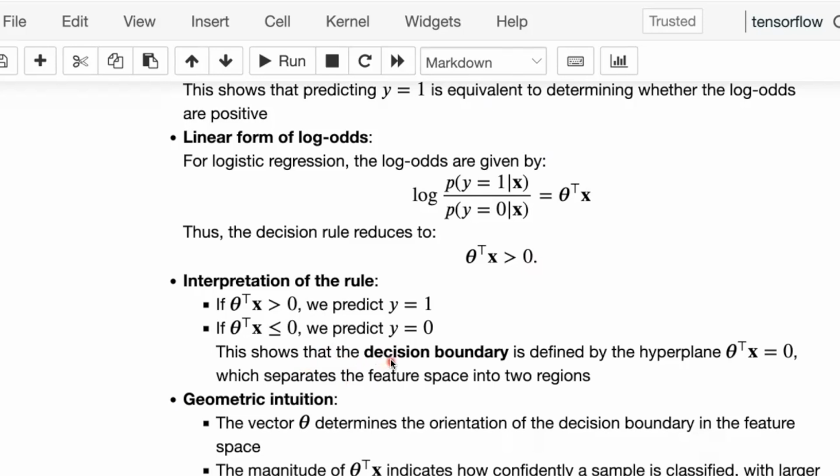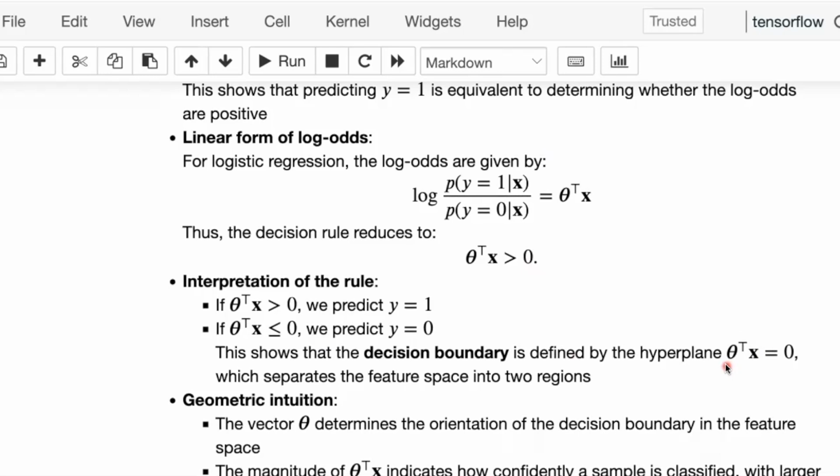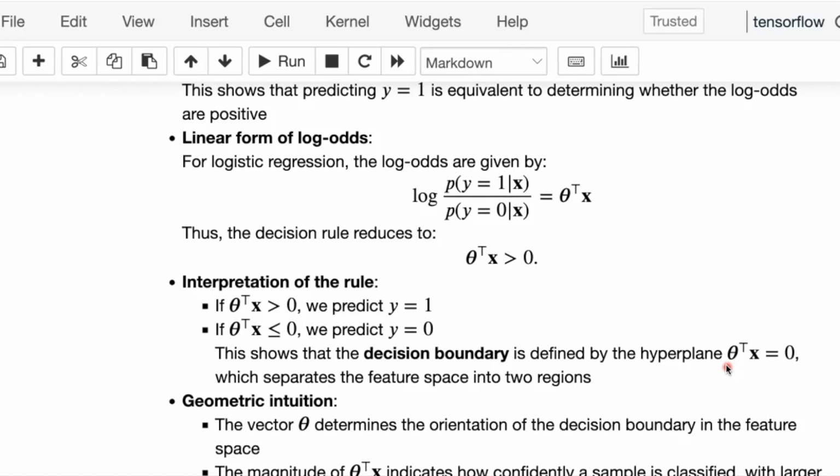And this is what is known as the decision boundary, which is defined by the hyperplane theta transpose x equals 0. If we are in a two-dimensional space, this theta transpose x is simply the equation of a line. So this means that you find a line that separates the two classes. And here is the connection between linear and logistic regression. In linear regression, you're trying to find a line that explains the data that you have, so it goes through your data. Here, we actually want to find a line that separates the data because you have two different classes and we want to be able to distinguish between them.